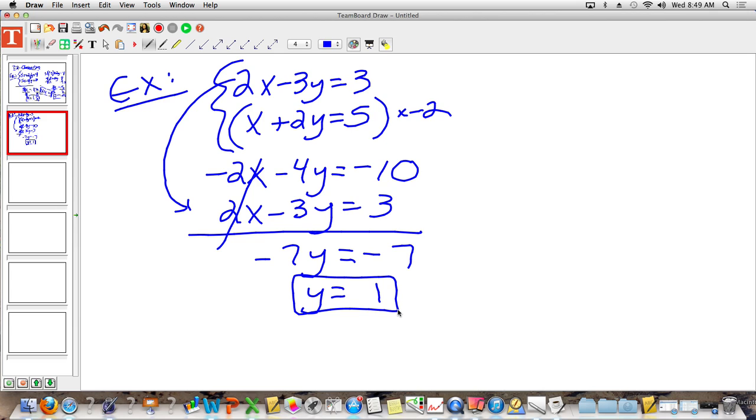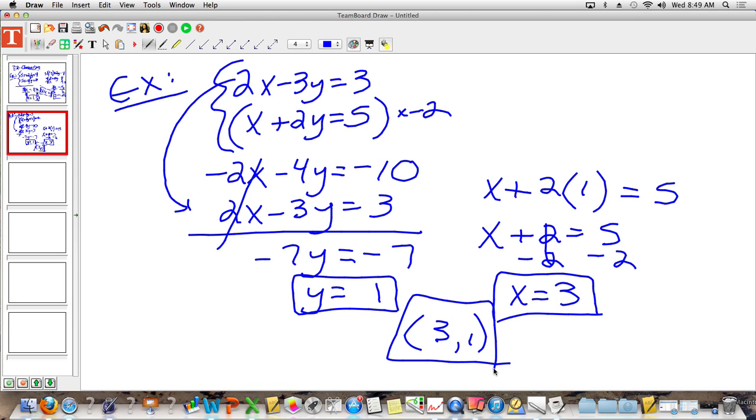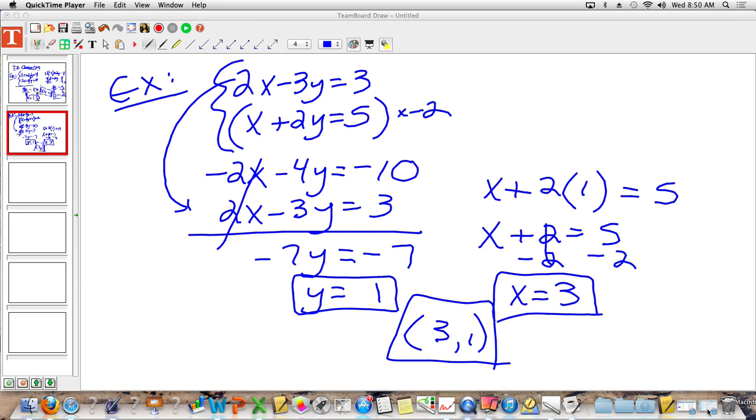Well, x plus 2y equals 5. I would probably go back to the second of the original system. So you have x plus 2 times the y value, which is 1, is equal to 5. So we have x plus 2 equals 5. We subtract 2 from both the left and the right. So x is equal to 3. And then you make an ordered pair out of that, right? Yeah. So your solution is, you have 1. All right, make the one. What'd you say? Why make the one big?